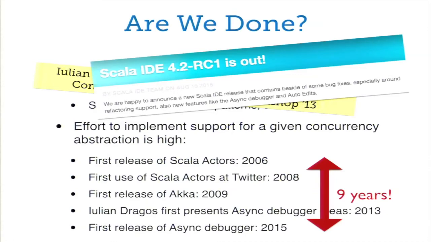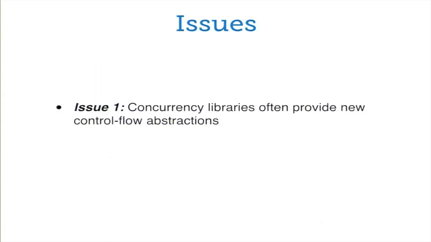So there's essentially 9 years to go from releasing a concurrency library to having good debugger support, right? And that's maybe a little too much, right? We don't want to wait 9 years every time we come up with a new concurrency library, right? So what can we do about this?